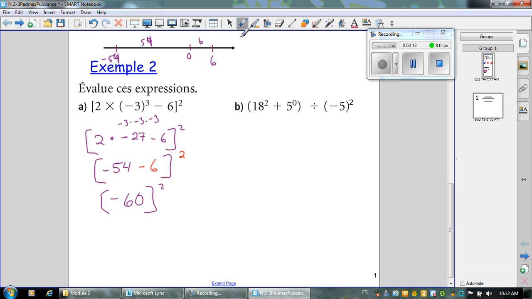Square that. So 60 times 60, negative 60 times negative 60. So that's just 6 times 6, 36. And it's going to be in hundreds, because 60 times 60. That's your answer.